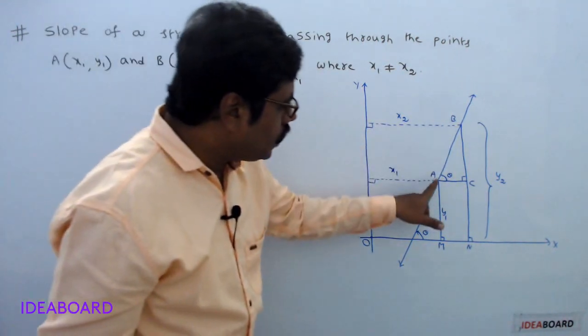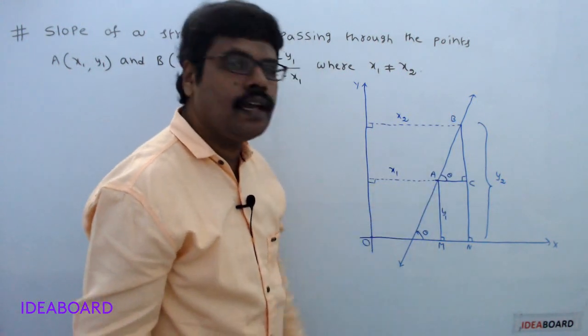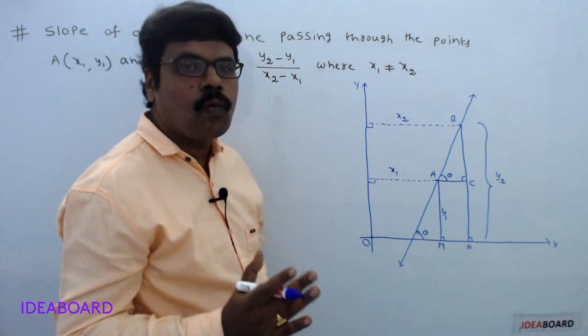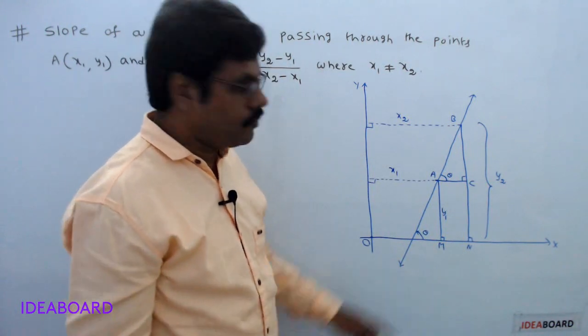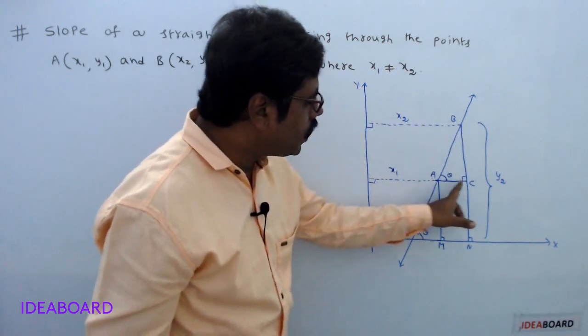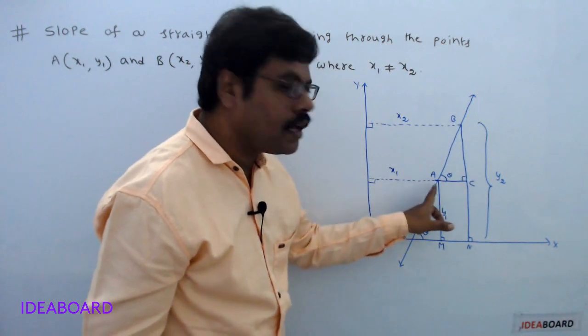Now this is a right angle triangle, so ABC is a right angle triangle. Now from this right angle triangle, what is the value of tan theta? Tan theta equals opposite side divided by adjacent side, that means BC divided by AC.